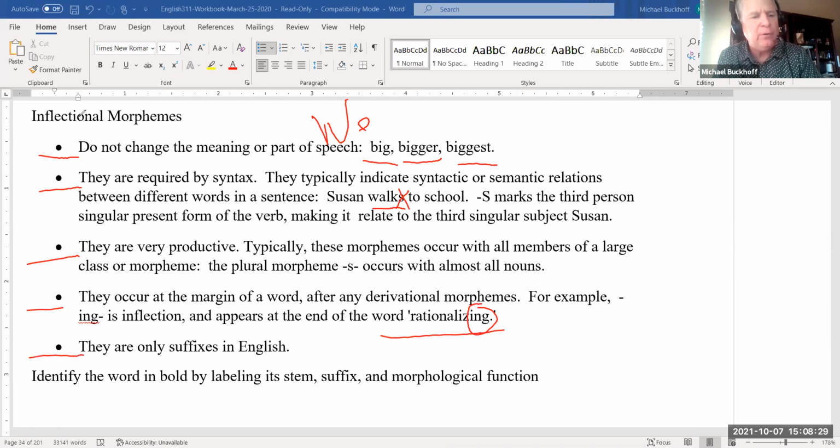And then here's a good one. Inflectional morphemes are only suffixes in English. And this is what we call number 5. These are the 5 characteristics of inflectional morphemes in the English language. Let's move ahead. Let's keep going.